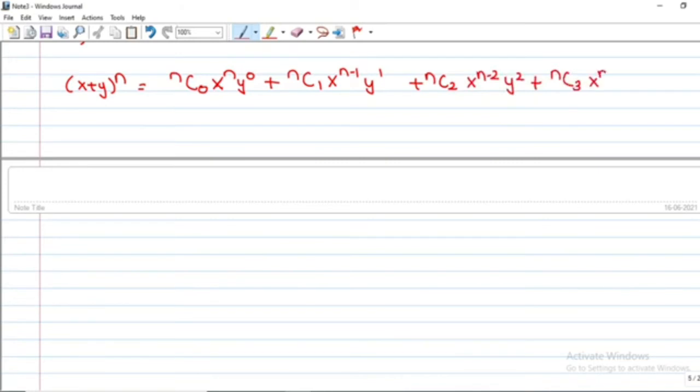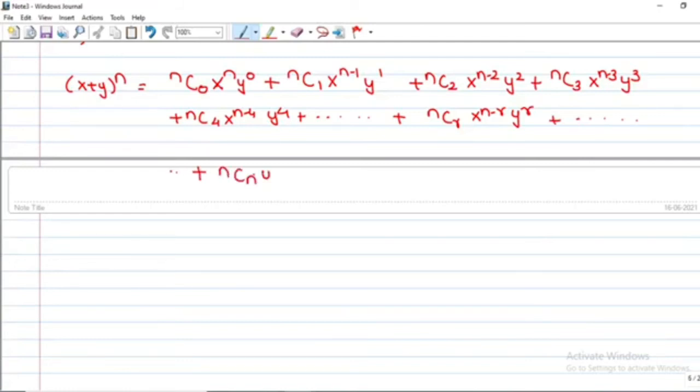nC3, x power n minus 3 y power 3. And here nC4, x power n minus 4 y power 4. And if we go on, in the middle there will be a term nCr, x power n minus r y power r. And if we go on further, there will be a term in the end which will be nCn y power n. This is the end of the expansion. This whole expansion is very important. One complete section of this chapter is completely based on this expansion only.